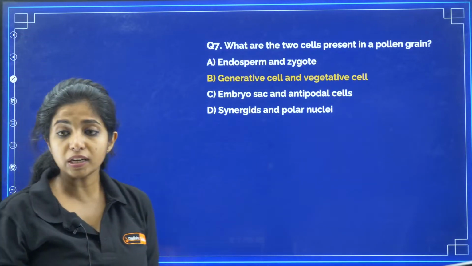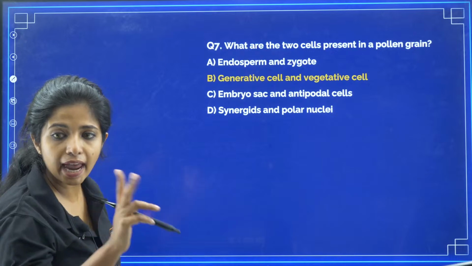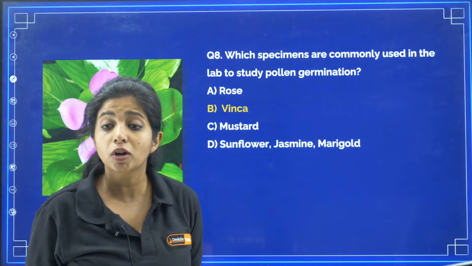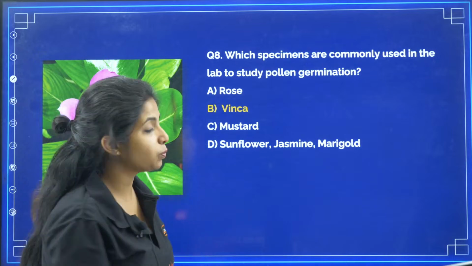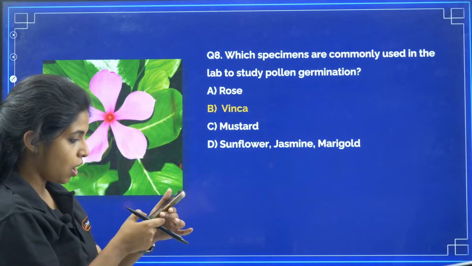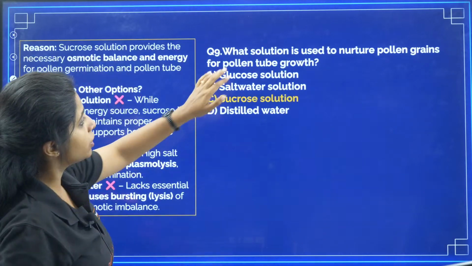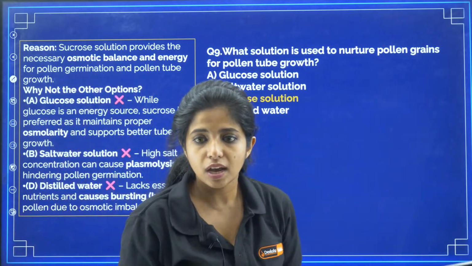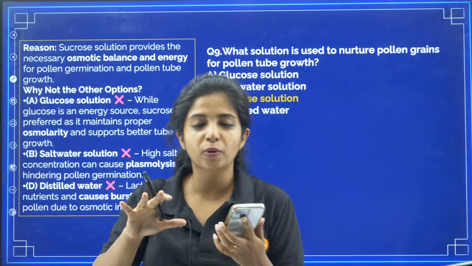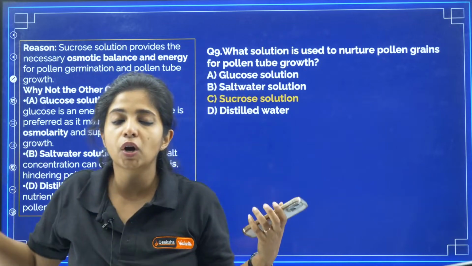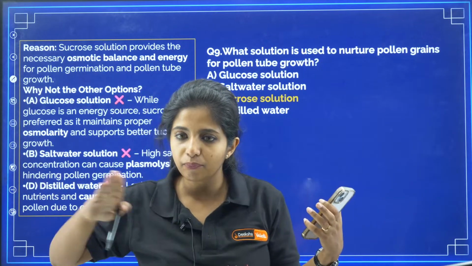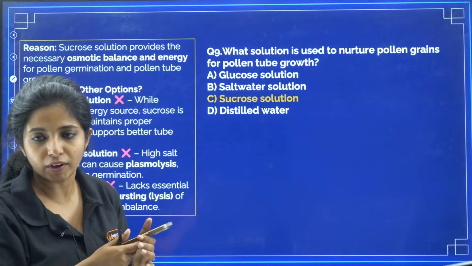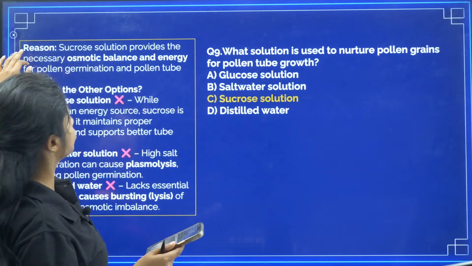Going ahead, what are the two cells present in the pollen grains, my dear children? Generative cell and vegetative cell. Going ahead, which specimens are commonly used in the lab for studying pollen germination? It's Windsor roseae, because it has high viability of the pollen grains. Going ahead, which solution is used to nurture pollen grains, my dear children? It is sucrose solution. Why not anything else? Because sucrose is going to provide the same osmotic balance. The pollen grains are not going to lose water and things like that. It is like the same osmotic balance, and you need energy. If you put glucose, it won't be giving you normal osmotic balance. So it is sucrose.